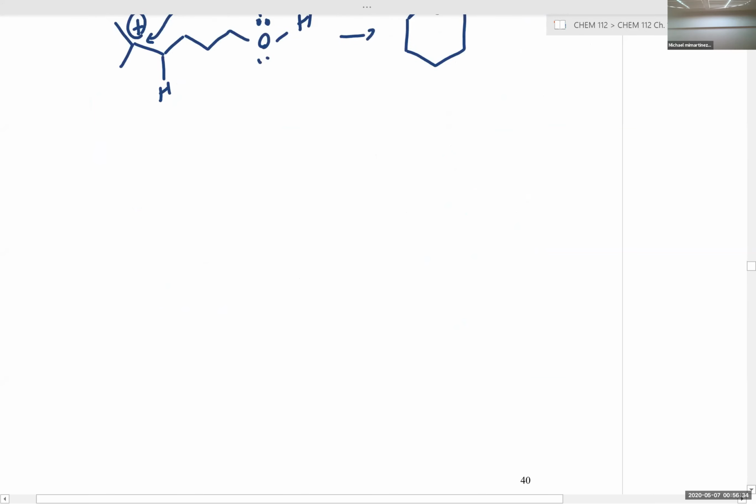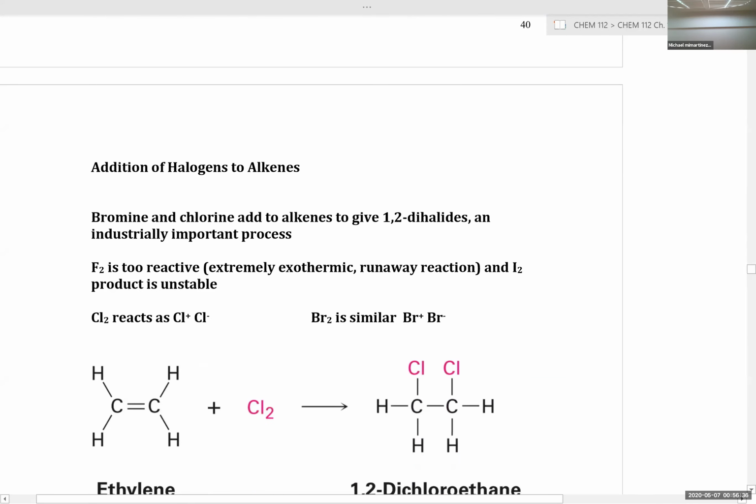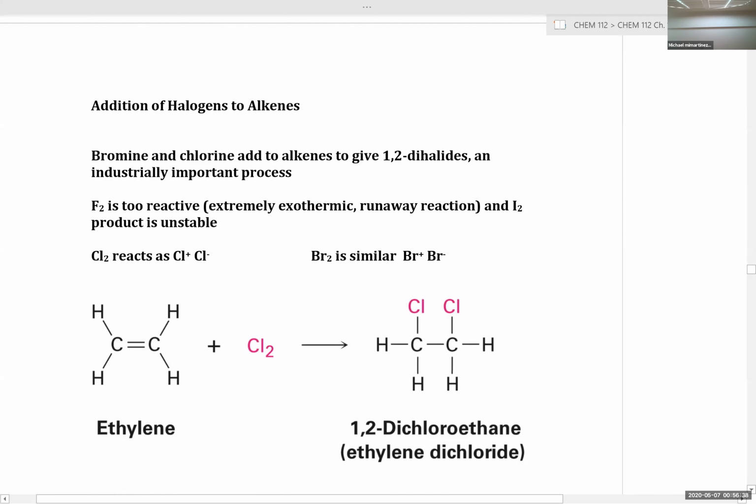Okay, let's look at a few more examples. Now we're going to talk about addition of halogens to alkenes. Bromine and chlorine add to alkenes to give 1,2-dihalides. Now, don't try this reaction with fluorine. Fluorine is too reactive. It's exothermic, and the reaction will run away from you very quickly. It's explosive when it reacts with alkenes. And for iodine, the product is typically unstable.